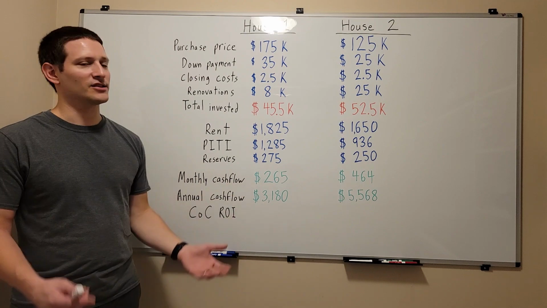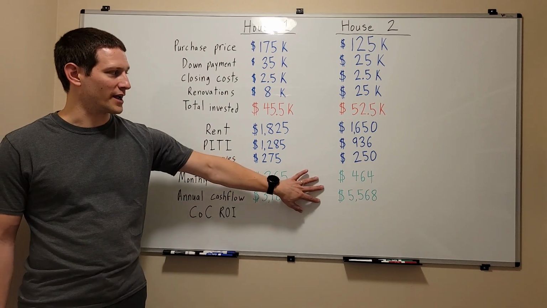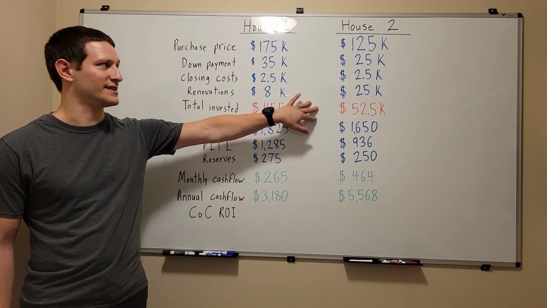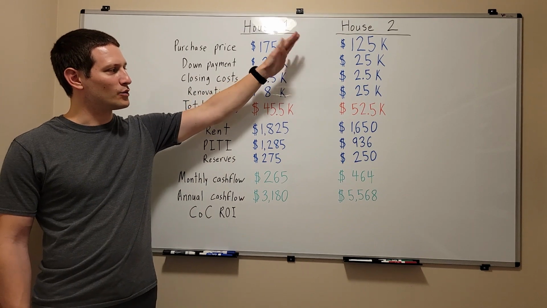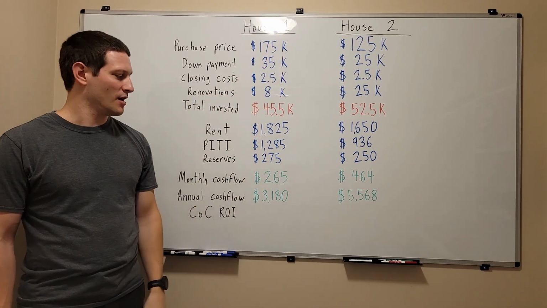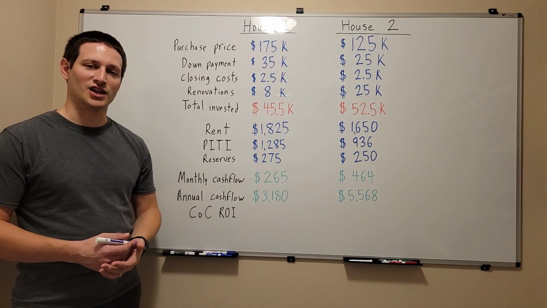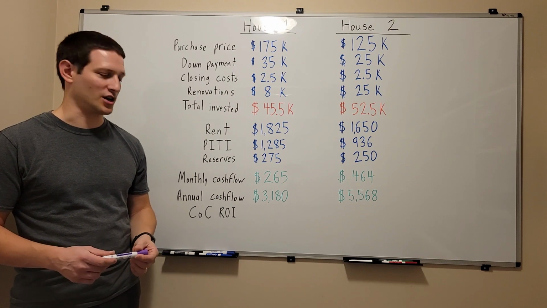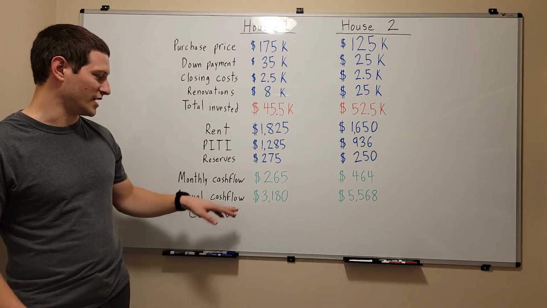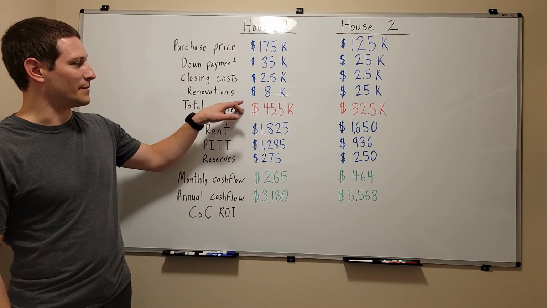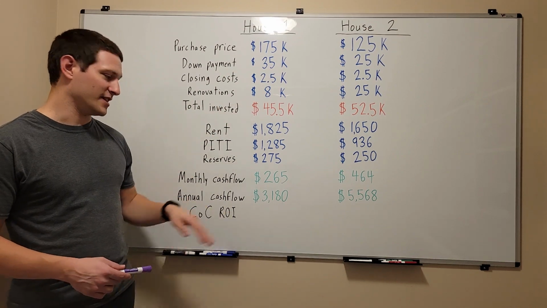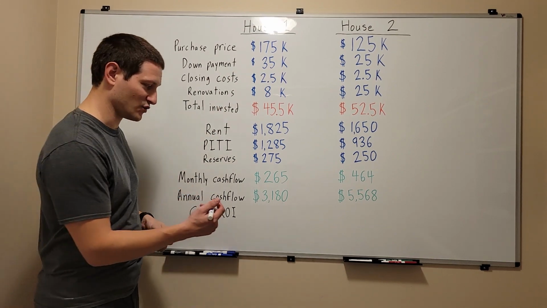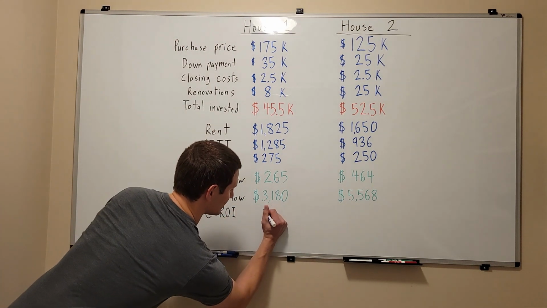So how do you compare these to know what's a better investment? This one gives you more cash flow, but you also have to bring more money to the table. You have a lower priced house. How do you weigh all of this? So the best way to do that is using that cash on cash return on investment equation that we talked about a few minutes ago. So you take your annual cash flow, you divide it by the total amount you invested. In this case, for house number one, the cash on cash return on investment is 7.0%.